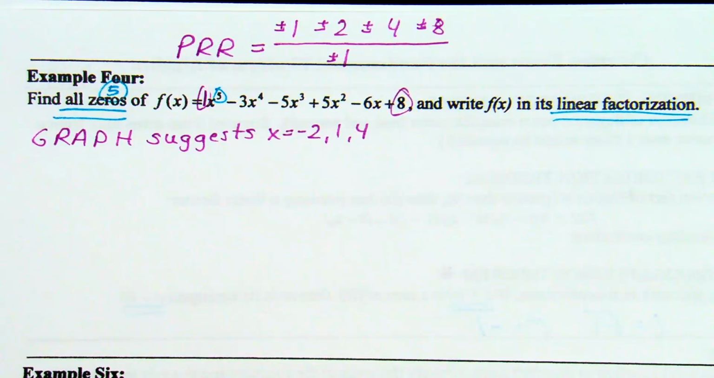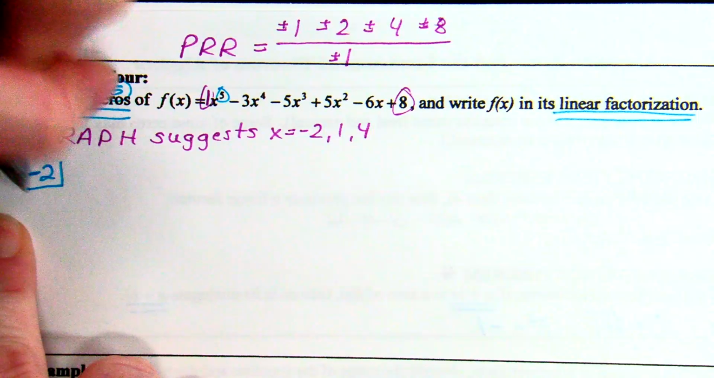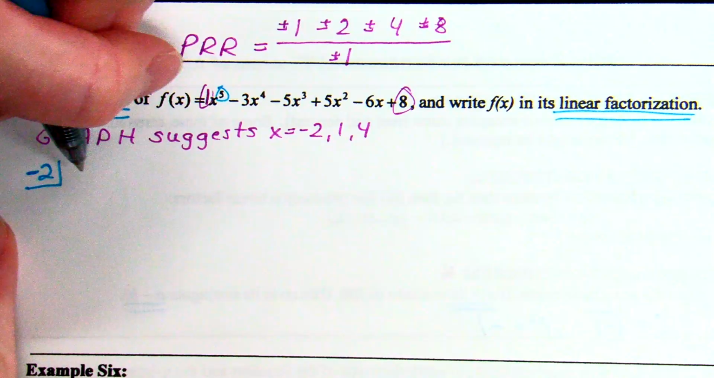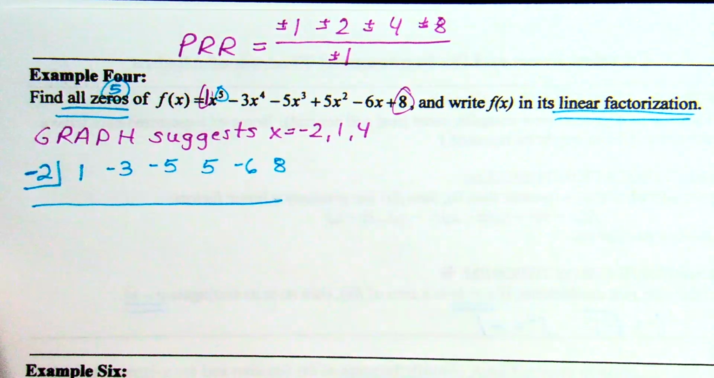So what do I do now? Synthetic division. It doesn't matter which one I start with. Pick one. We can do them in all different orders, and we'll still meet up in the end. I'm going to start with -2. What do I use with my -2? 1, -3, -5, 5, -6, 8.